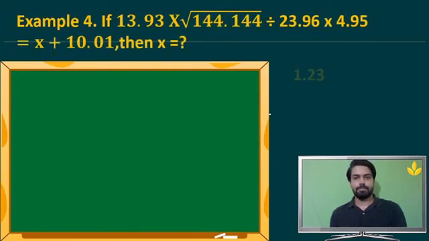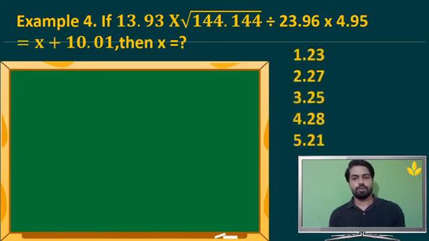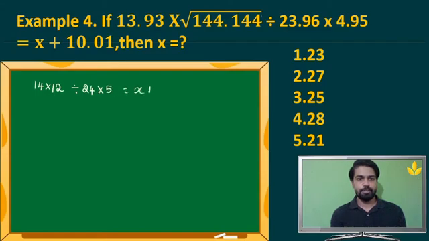So the question is here and the options are here. Again, if you look at the options 21, 23, 25, 27, 28, we should limit the approximation. What I am going to do is take 13.93 as 14 and the root of 144.14 I can ignore the 14 part. So I know the square root of 144 is 12. I'll take it as 12 and divide by 24. I can make it approximately 24, and 4.95 can be taken as 5, equal to x plus 10.01. We can ignore the 01 part.